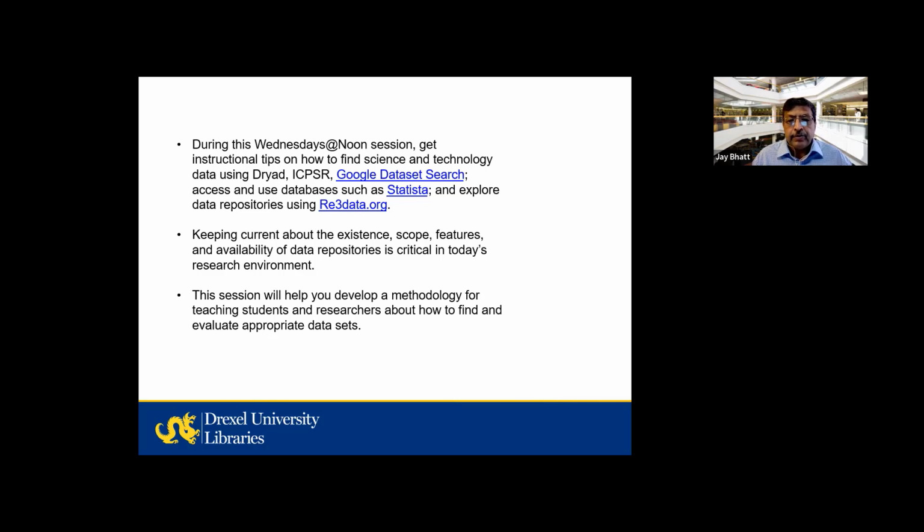And this session will also help you to develop a methodology for teaching students and researchers about how to find and evaluate appropriate data sets. And this is important because many courses like engineering design or even other disciplines, when students are required to write a proposal for a particular problem that they are trying to solve or for a research paper, they need to support it with different data showing that there is a need for this particular situation or a problem to be solved, and they need to find that data to support it.